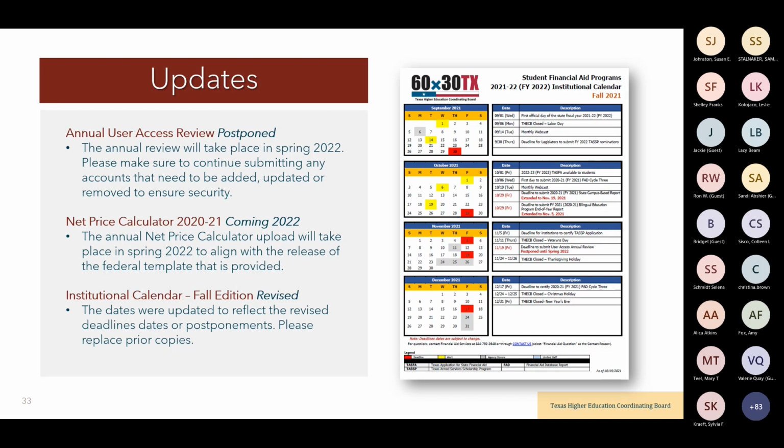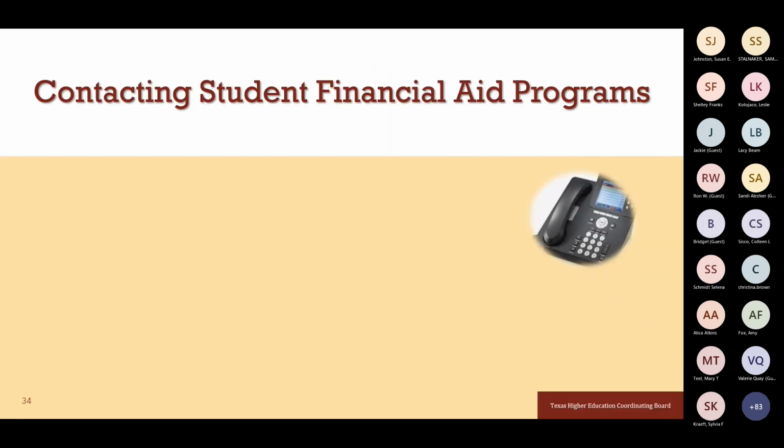And then lastly, the institutional calendar. Now, the one you see on your screen, we have not published yet because we want to send out our notice first. But once we do, then the calendar will be posted online. It will have the postponement dates on there so that you know not only about the bilingual, the state campus-based, and then the user access. All of those will be listed on there. All right, I think that is it.